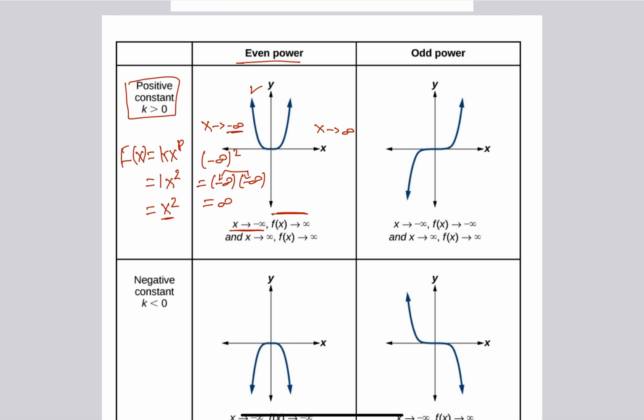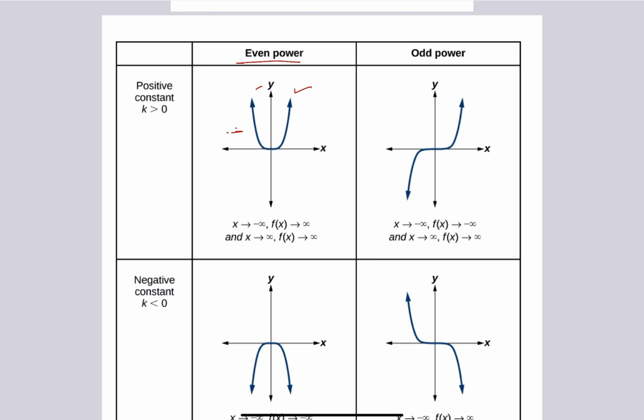Now, what about this one? When x tends to infinity, what happens to the function? Let's plug in infinity into x squared. We have infinity multiplied by infinity, which is just equal to infinity, which is in fact the case as well. I don't want you to memorize any of this, I just want you to understand how infinities work when plugging them into functions. Now let's have a look at the odd power.